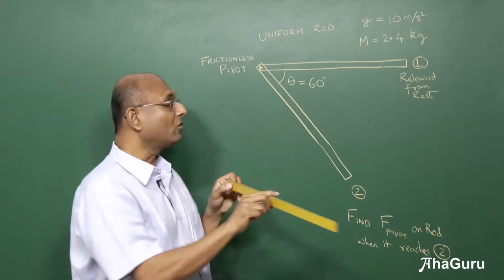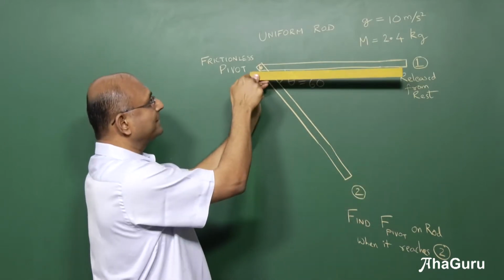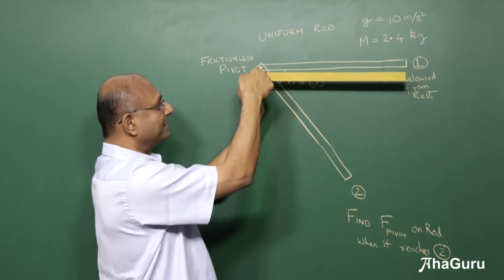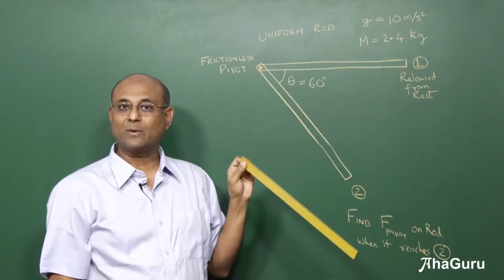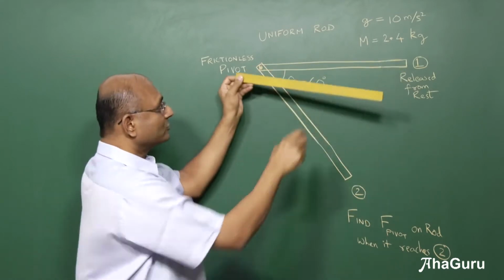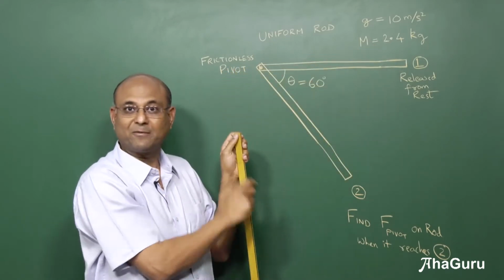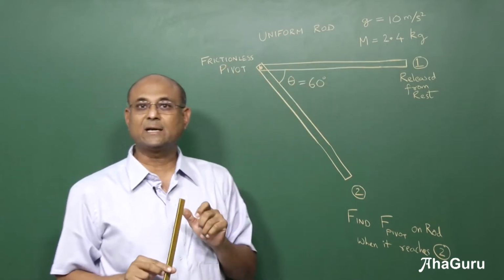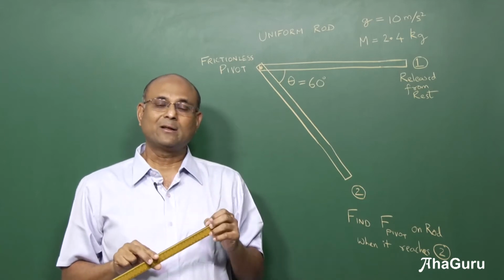You know the moment of inertia of a rod is ml squared by 3 when the axis is horizontal and passing through one end. You already know that. So here you're talking about torques. Look at torque, look at I, the moment of inertia, and use that to find the force exerted by the pivot on the rod. Try it out. Once you've got it, look at the solution.